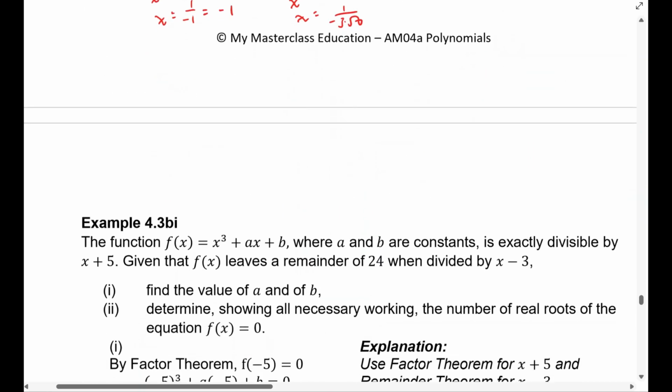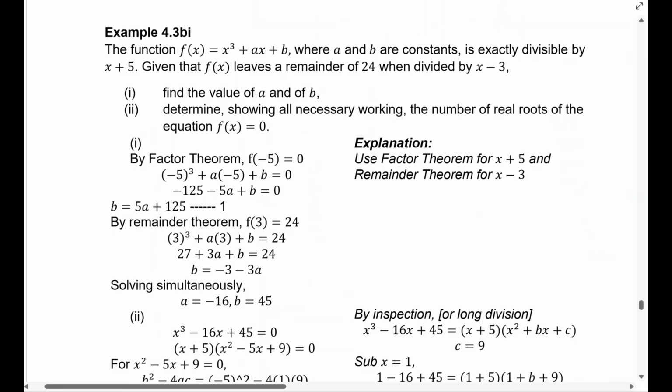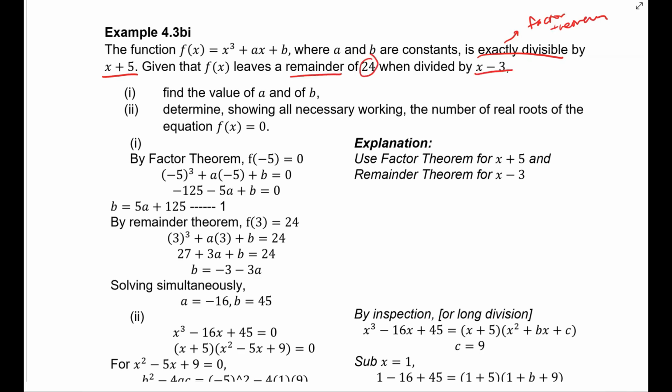Okay, now let's move on to an example. This example will first be looking back at the inspection method, to revise the inspection method again. So we have the function x cubed plus ax plus b, and we are told that it's exactly divisible by x plus 5. So once again, when you see exactly divisible, you must think of factor theorem. And then given that f(x) leaves a remainder of 24 when divided by x minus 3, this one you will think of remainder theorem. So we have to find the value of a and of b.